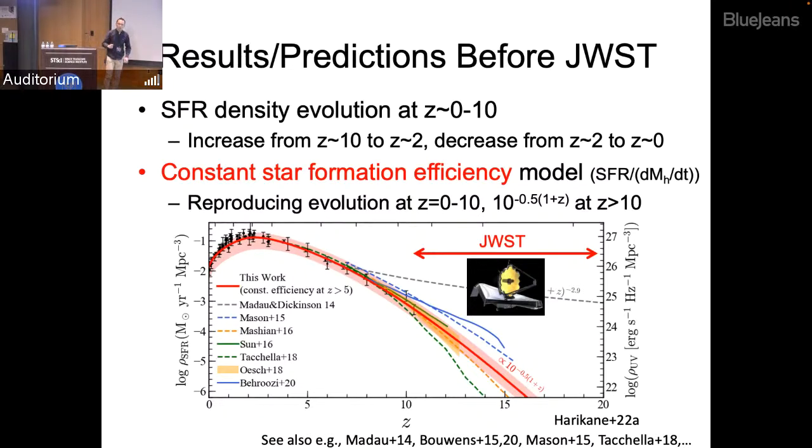This model also starts to predict a steep decline of the star formation rate density at redshift beyond 10. And JWST is probing this redshift range. So we high-redshift astronomers want to select high-redshift galaxies with JWST and understand star formation in this very early universe.